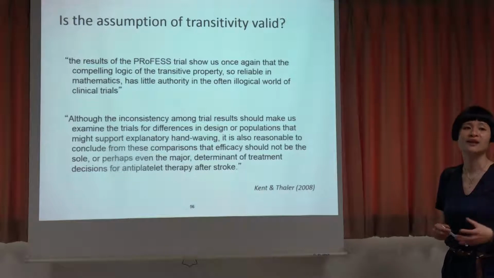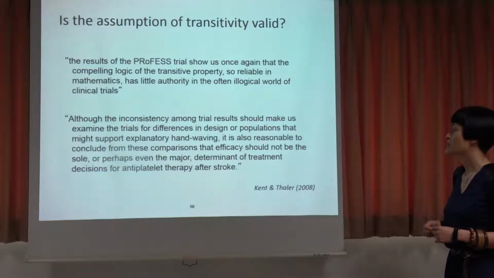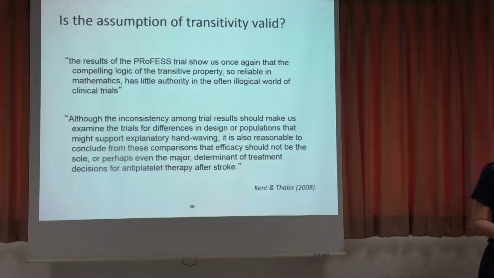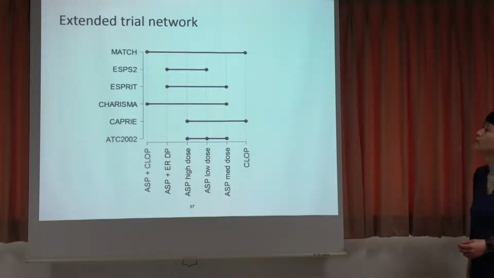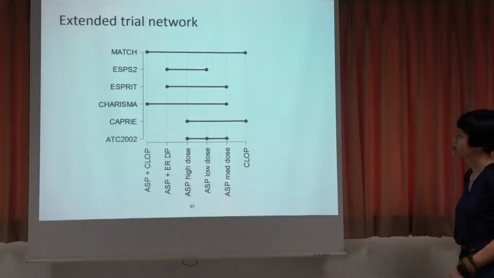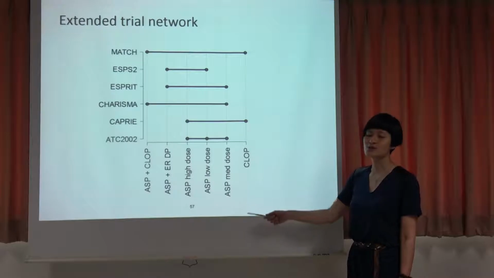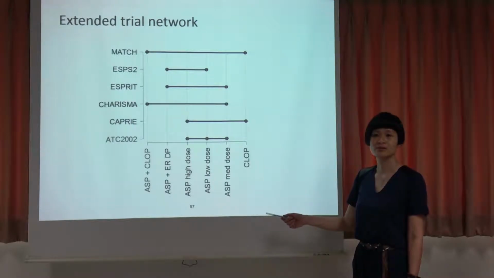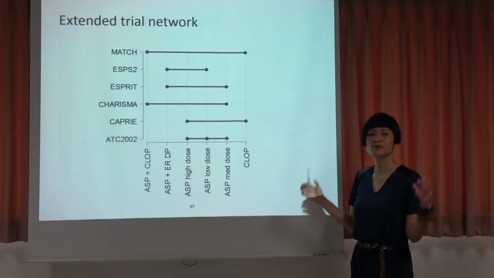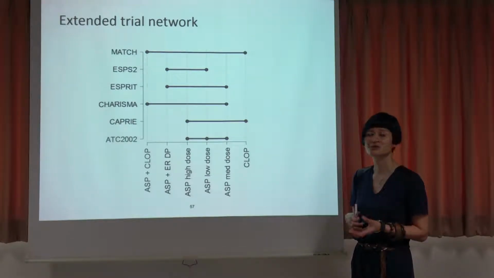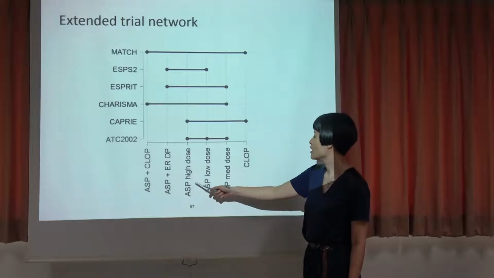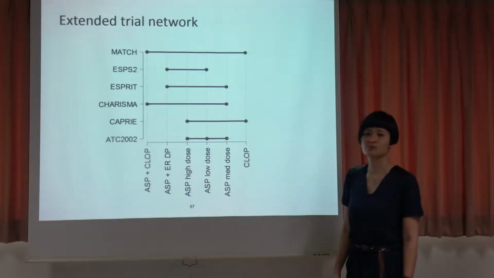Were there effect modifiers in the data set that could have explained the results? Looking closer at the evidence, we found that there are different dosages of aspirin being looked at within these studies. What was previously done was that it was all lumped together as aspirin. But there are high dose, low dose, and medium dose aspirin.